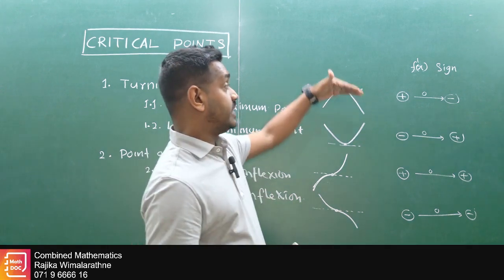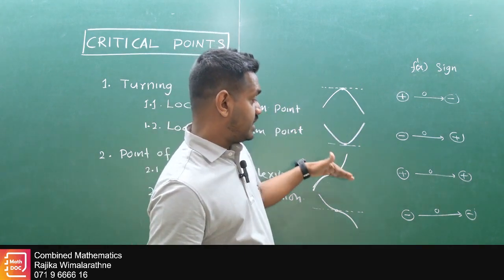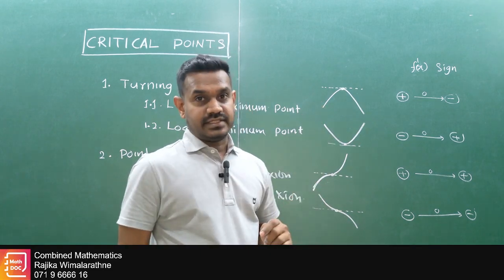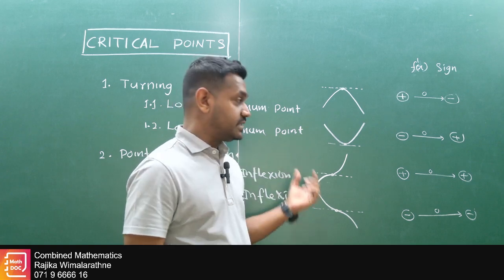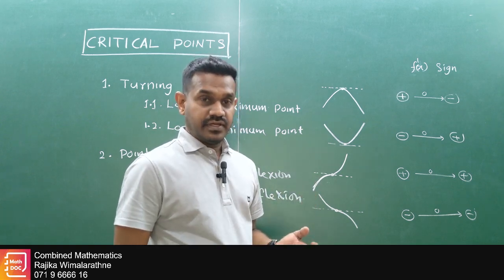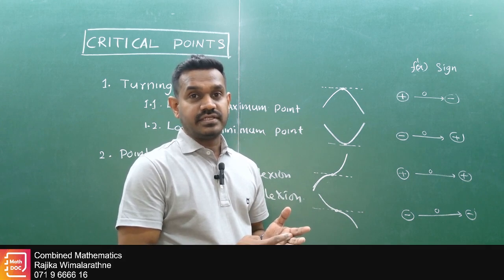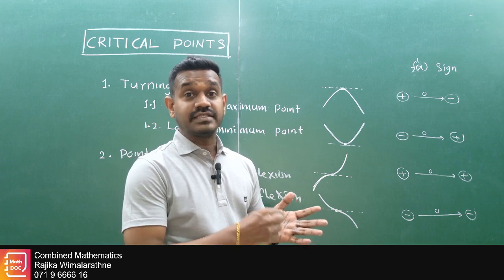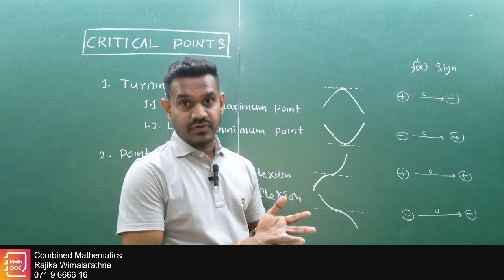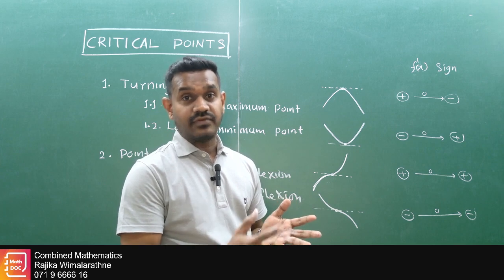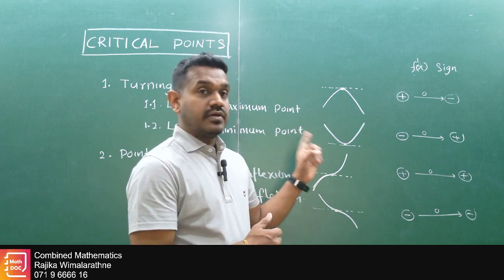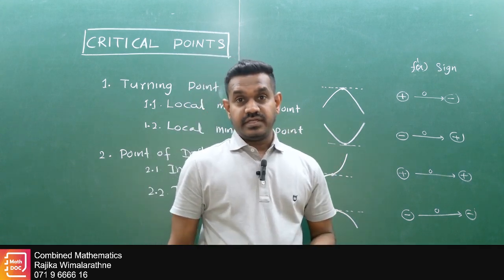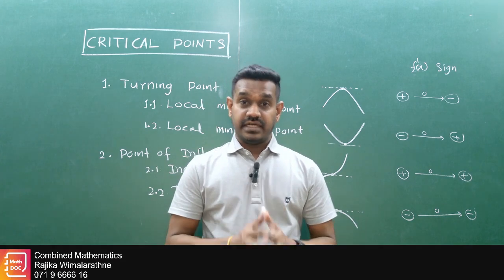In all four cases, when you sketch a tangent at that point, we can see the tangent is parallel to the x-axis. That means the gradient is 0. So gradient 0 means derivative 0. So we can identify the critical points, the critical values, by solving f dash x equal to 0, or dy by dx equal to 0. Then by differentiation, you can identify the type of the critical point. That is the major thing about critical points.